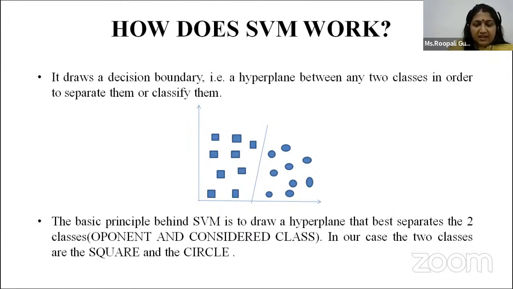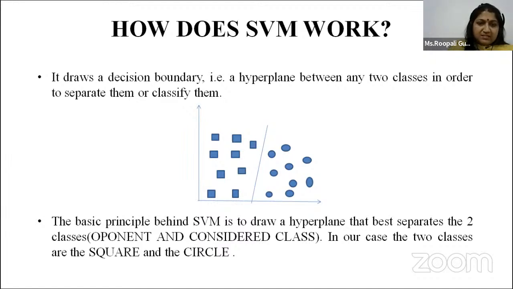And you can see that there are two different types of objects here. One is a circle object, another is a square object, right? So what we will be doing, we will be drawing one decision boundary, and I have already told you that the decision boundary is acting as a hyperplane, right? So what is the purpose of the decision boundary?